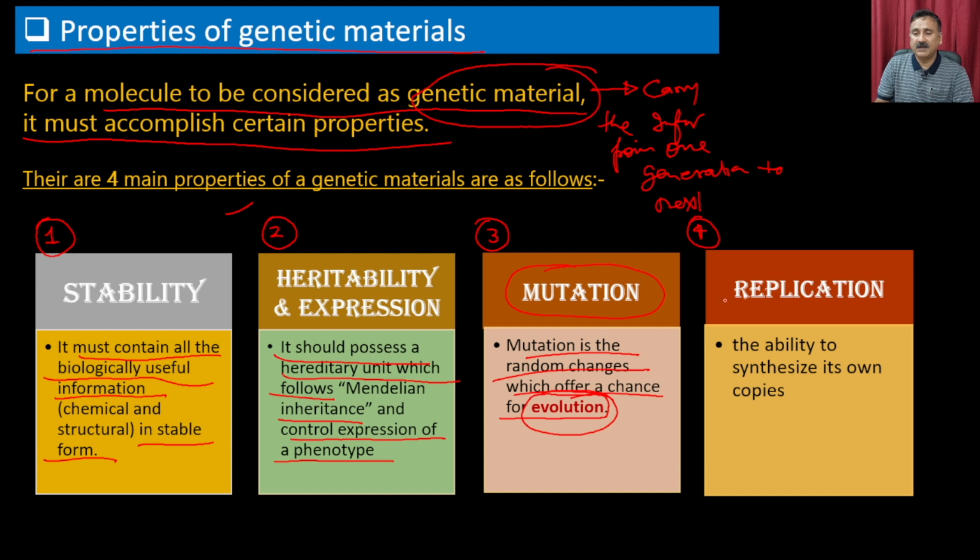And then number four is replication, because as I said, you're going to have only one copy of genetic material, so that genetic material has to be replicated, and that's why you're going to have two copies of genetic material, and then you can be able to share.